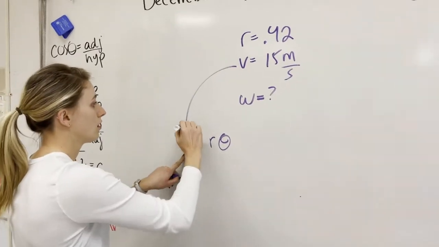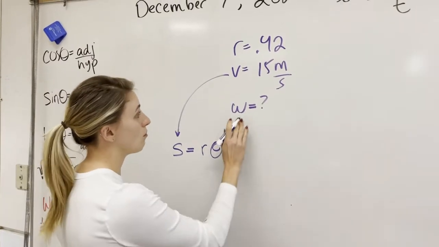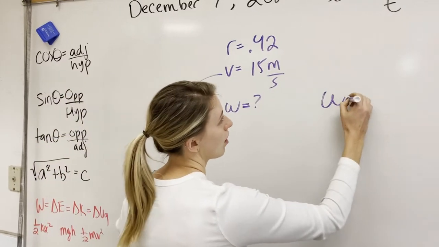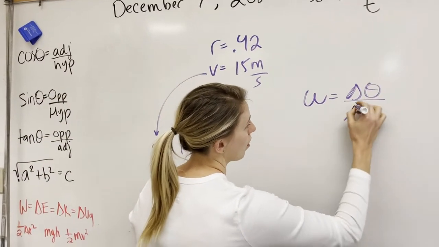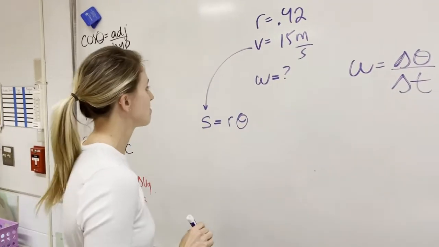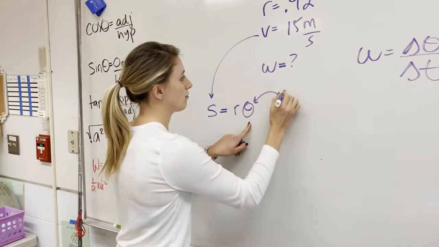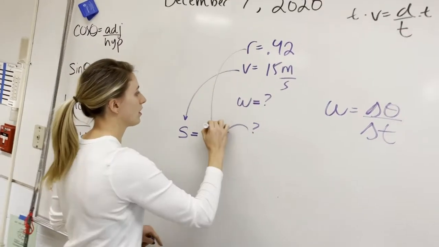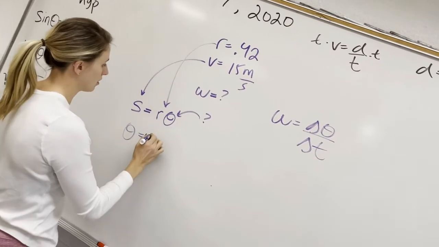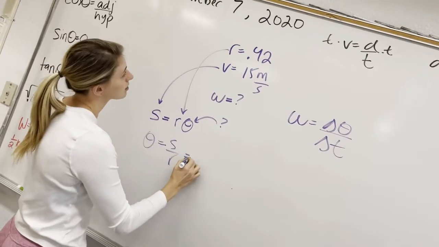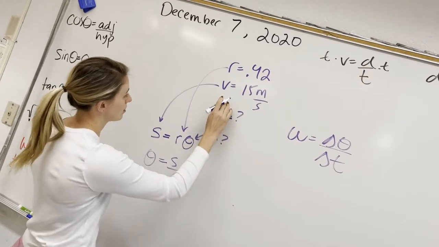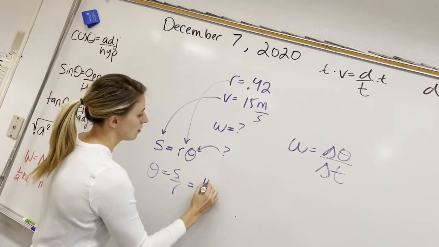And omega is delta theta over t. So we need to get the theta. This is what we're trying to find here because we have the radius too, right? So let's go ahead and just plug this in. S over R is going to be, my S is this one right here, the 15 meters.